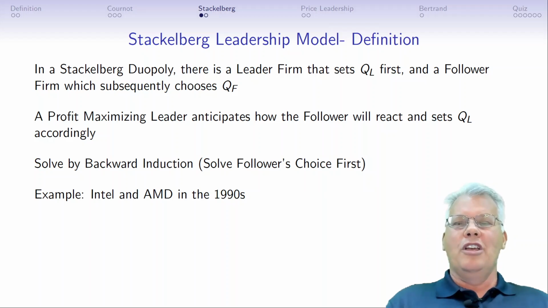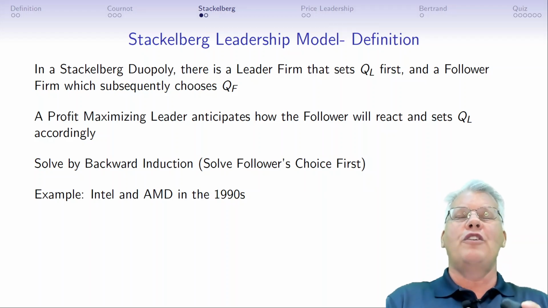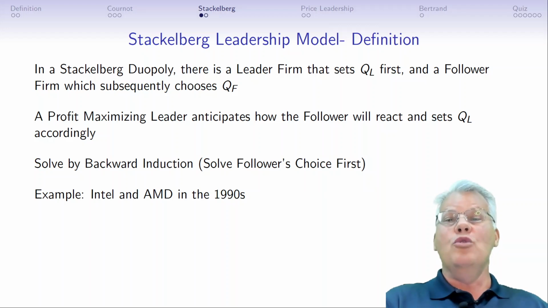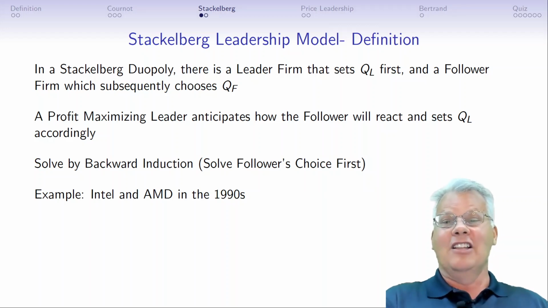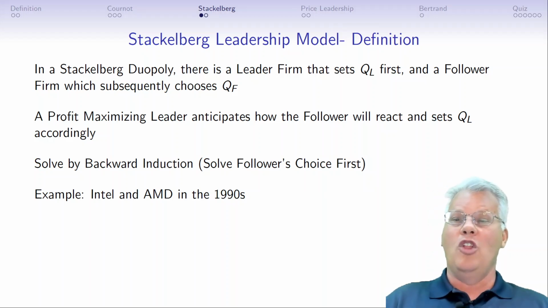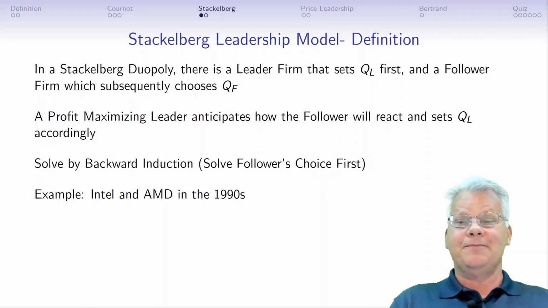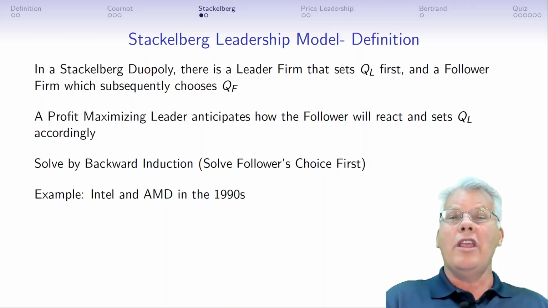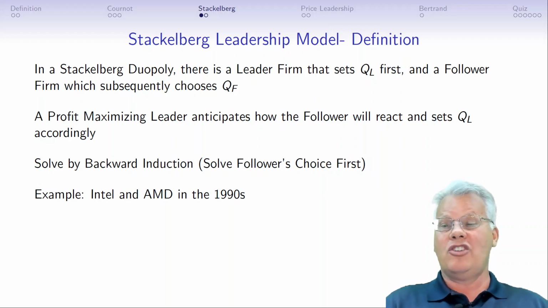A Stackelberg market is a market where both firm 1 and firm 2 choose output levels, but at different times. So the firms move in sequence. If they move in sequence, the firm that gets to move first is defined as the leader. So the leader moves first, the follower moves next. Now, a profit maximizing leader is going to anticipate how the follower will react, and they set the leader's output accordingly, knowing how the follower firm will react to them.